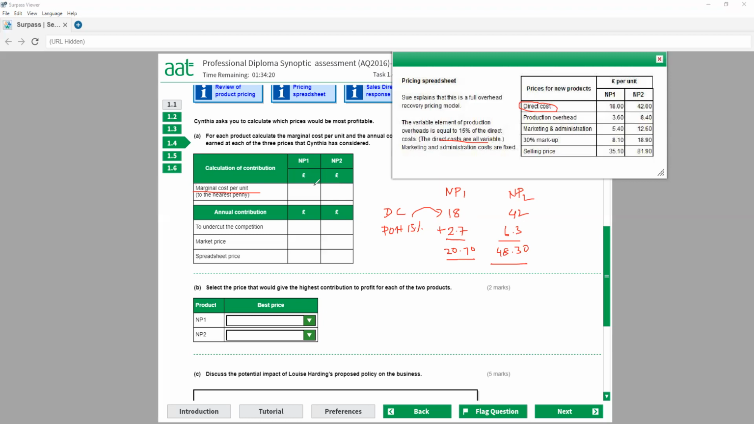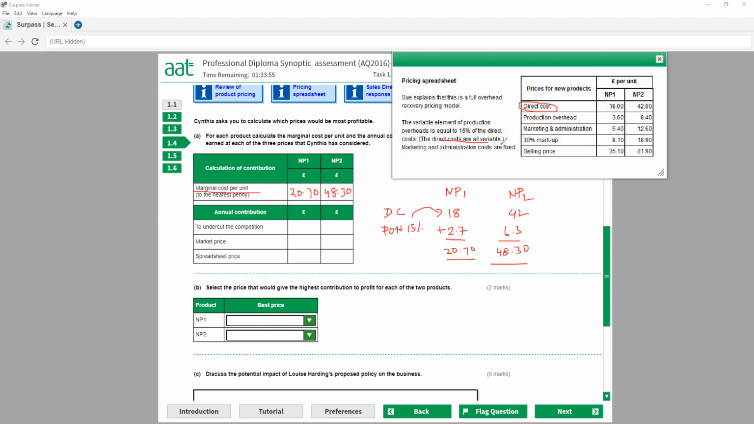So we're going to write this one: 20.70 and 48.30. All right, so this first requirement is done. Now they ask what the contribution will be. To find the contribution, we have to find the contribution per unit, isn't it?